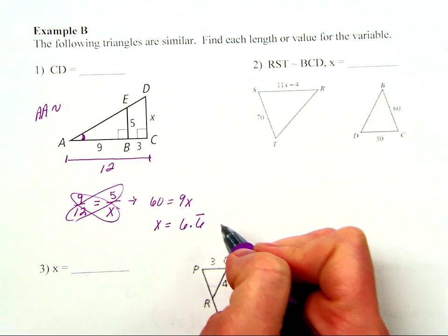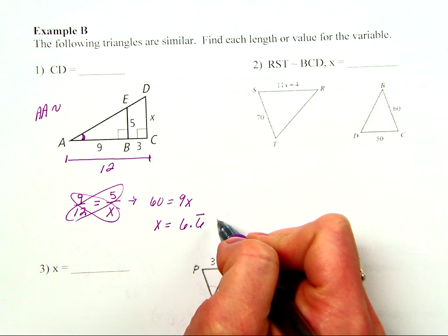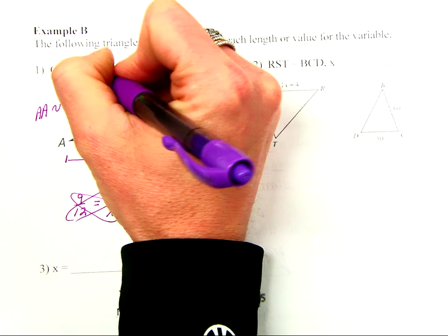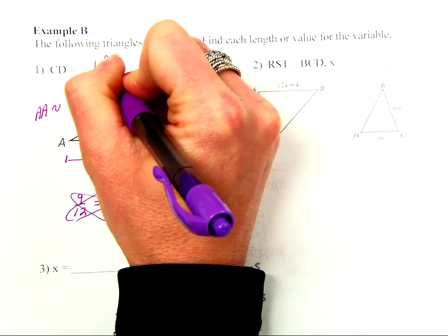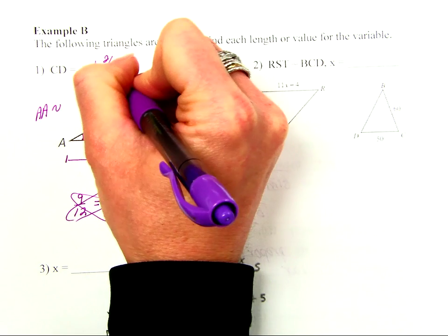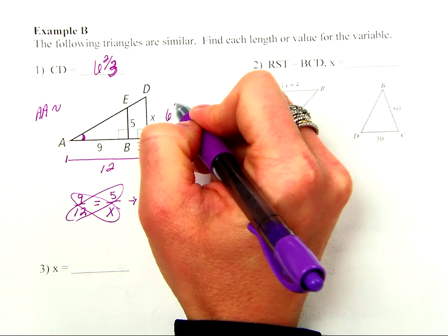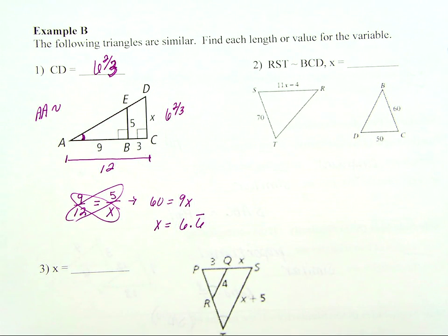So I'll remind you, I would want you to write your answer with the repeating sign, or hopefully you know 0.6 repeating is 2/3. So side CD must be 6 2/3. And it's always a good idea just to kind of double check to see if your answer makes sense.